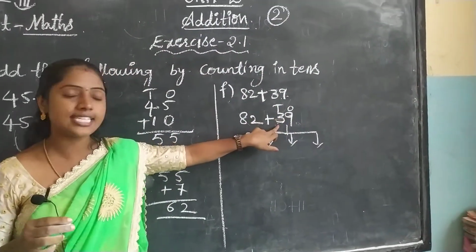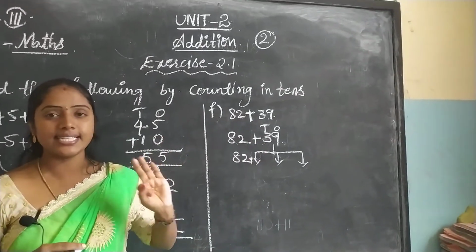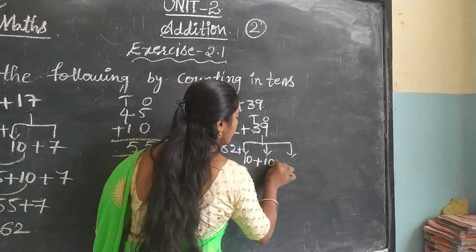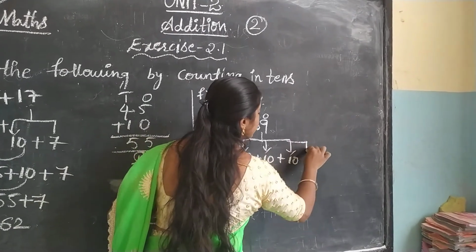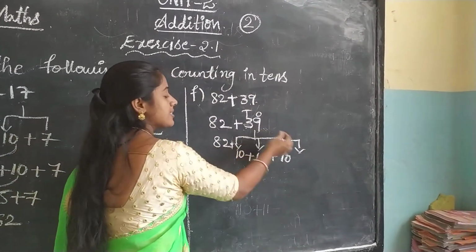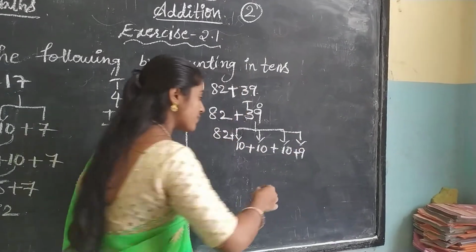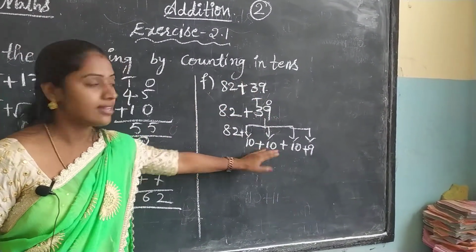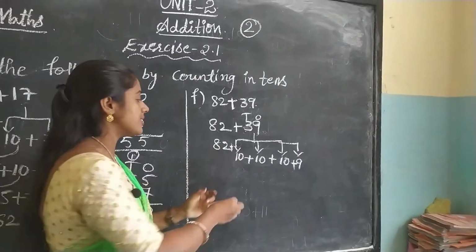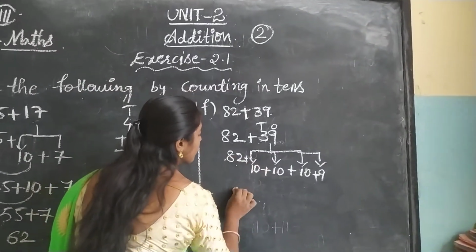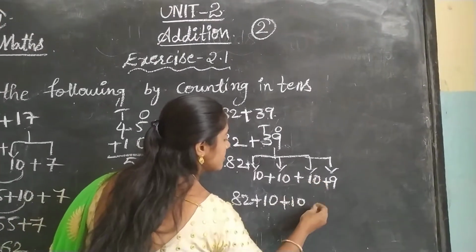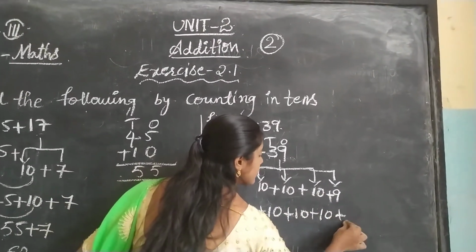So how many tens are there, children, here? 3 tens are there. So you should write here 3 tens. 10 plus 10 plus 10. In single digit, what is that? Ones place, 9 is there. So in this way you have to break, counting by 10. Okay. So first you have to arrange these two numbers. Okay. 82 plus 10 plus this 10 plus this 10 plus 9.